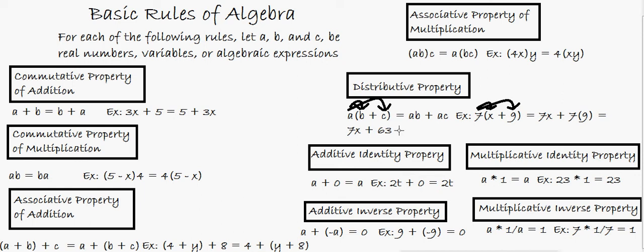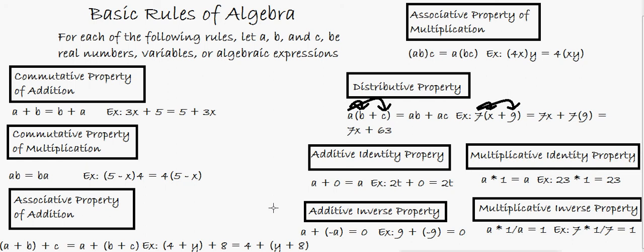The next 4 properties should seem fairly familiar. The additive identity property says that a plus 0 equals a, or any number plus 0 is itself. So 2t plus 0 is just 2t. Similarly with the multiplicative identity property, a times 1 equals a, or any number times 1 is itself. So in our example, we have 23 times 1 equals 23.